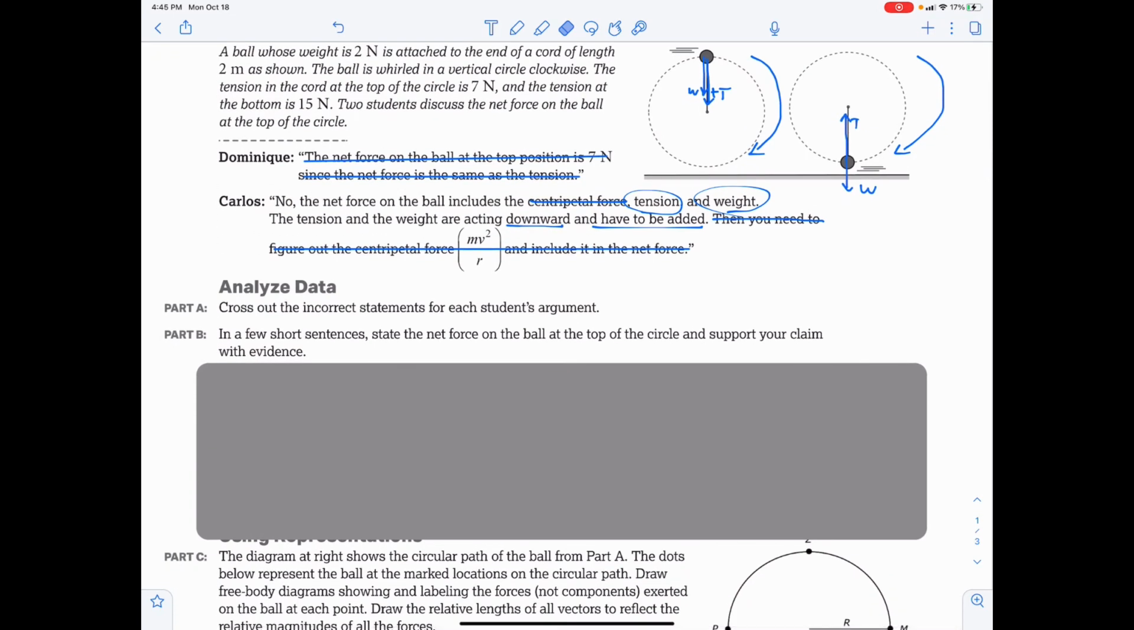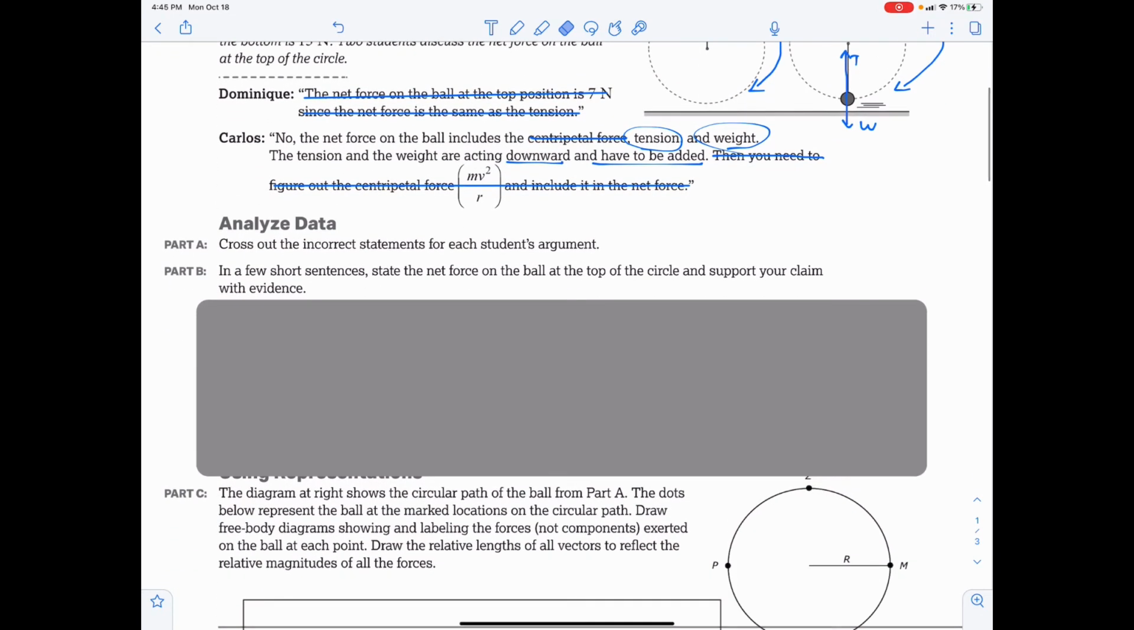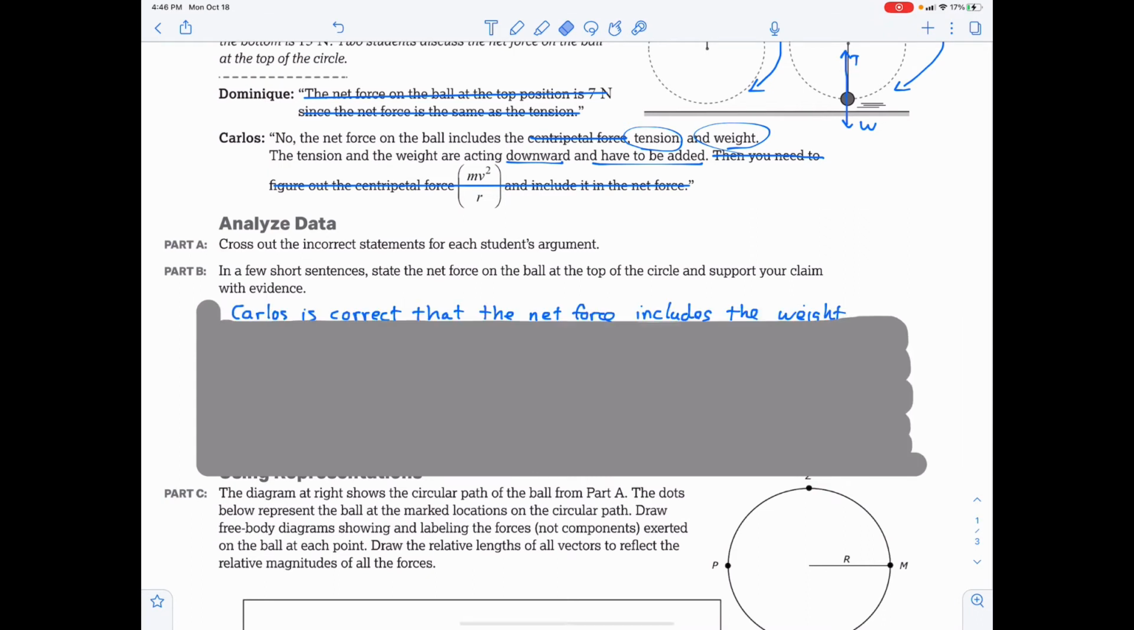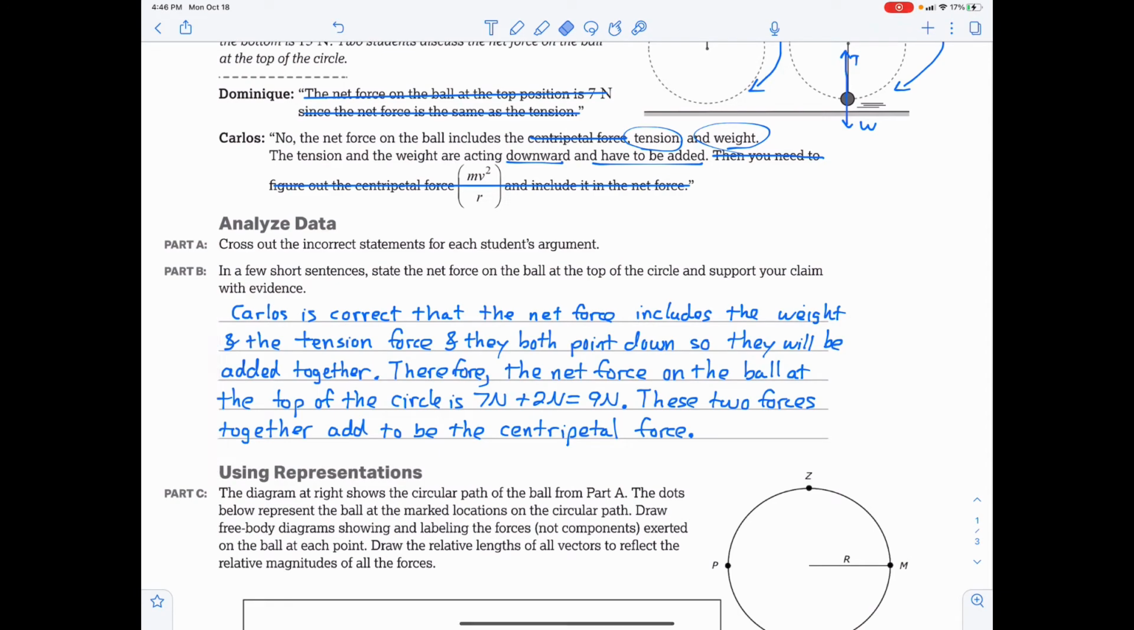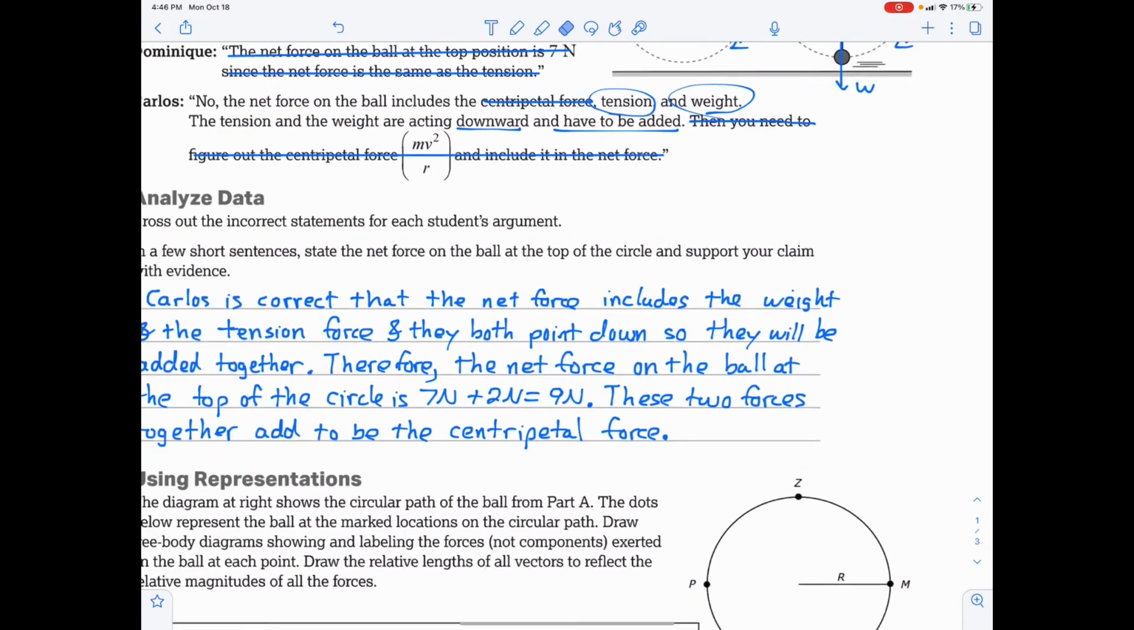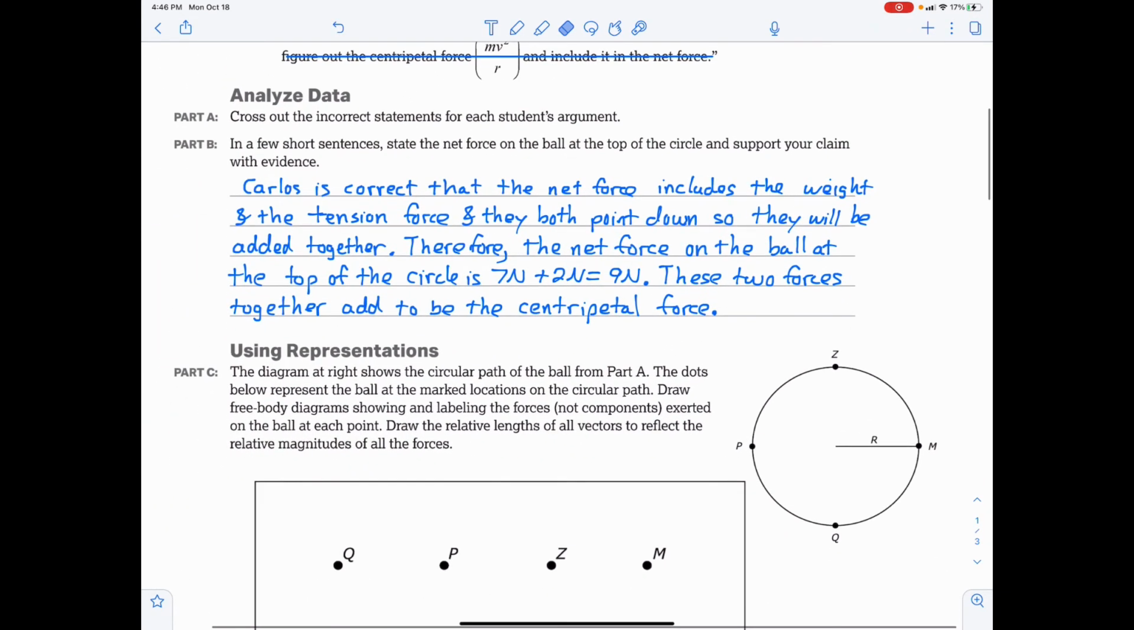Part B. In a few short sentences, state the net force on the ball at the top of the circle and support your claim with evidence. Carlos is correct in that the net force includes the weight and the tension force, and they both point down, so they will be added together. Therefore, the net force on the ball at the top of the circle is actually 7 newtons plus the 2 newton weight, which equals 9 newtons. These two forces add together to be the centripetal force.